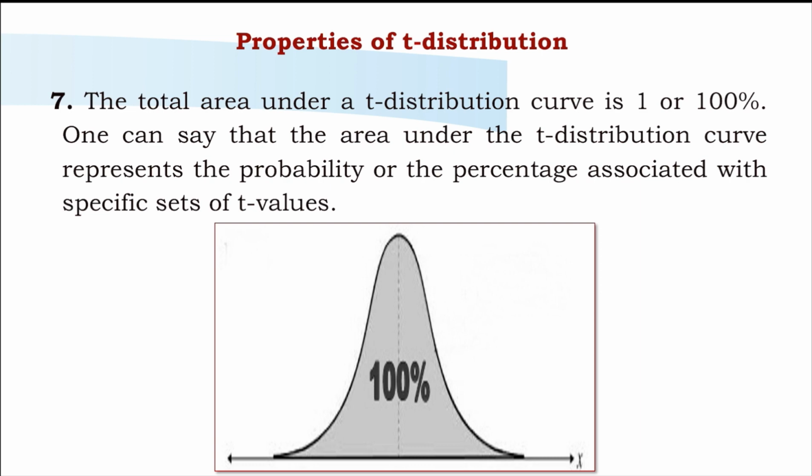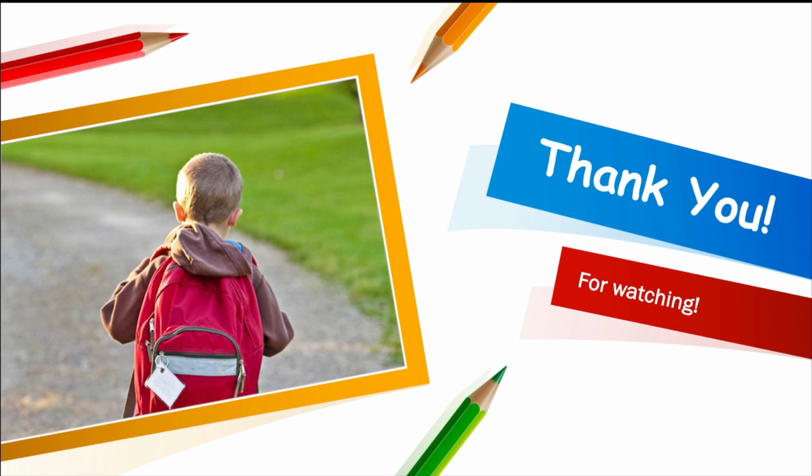And property number 7. The total area under a t distribution curve is 1 or 100%. One can say that the area under the t distribution curve represents the probability or the percentage associated with specific sets of t values. So much for this.